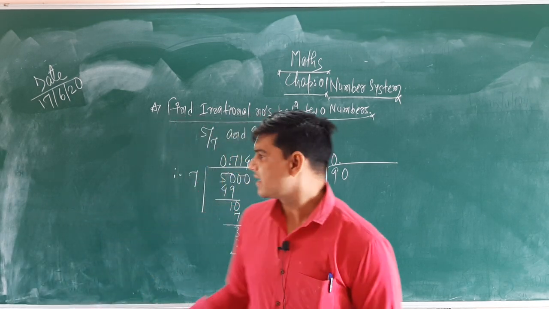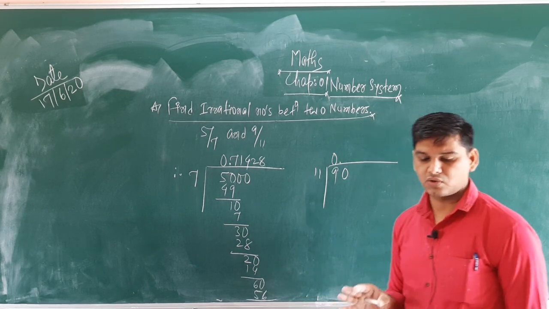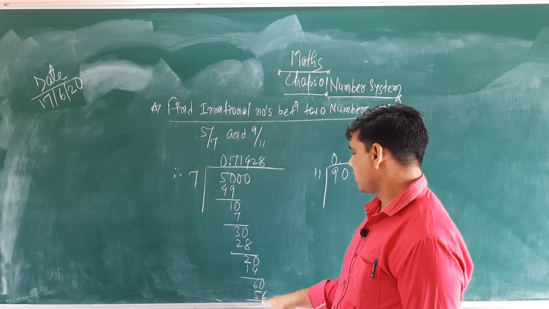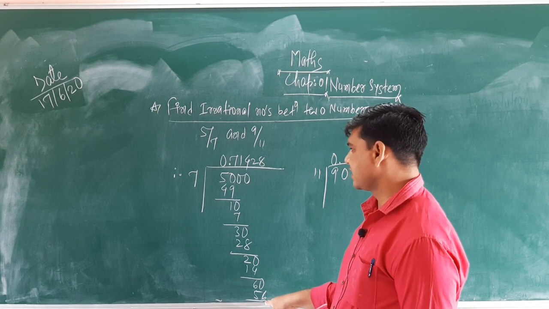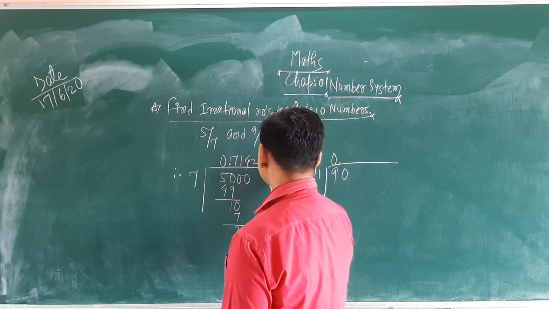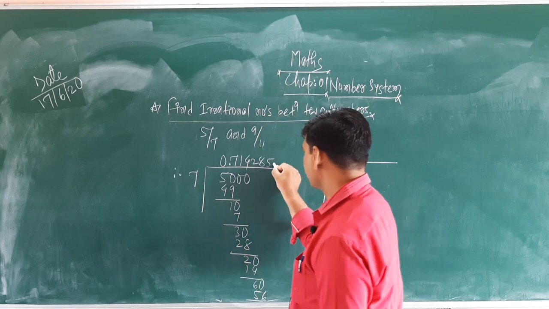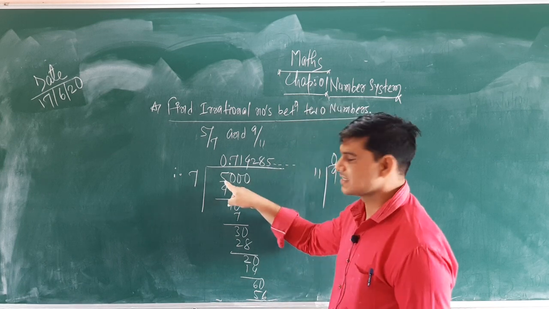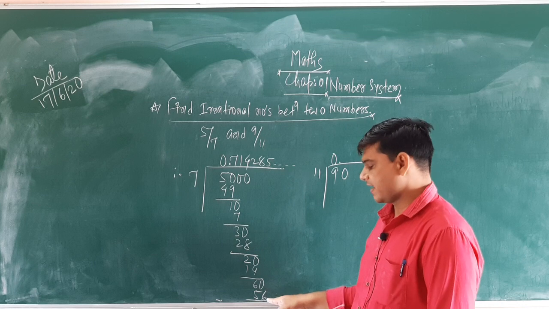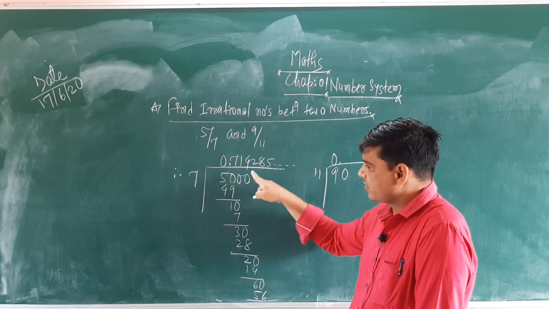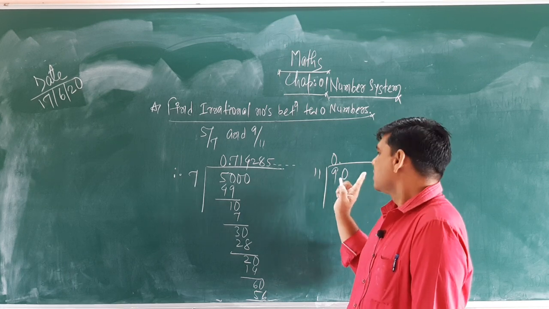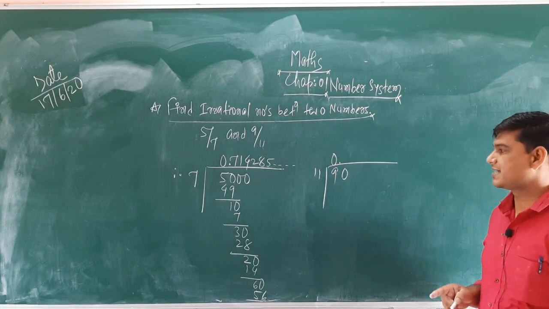Okay, 0.71428, let me move here, 56. 60, 7 eights are 56, 4 is remaining, so 4, 7 fives are 35, then 4 is remaining. The same procedure repeats: 7 fives are 35, then remaining is 5, then we move into the same process. So 0.714285, moving ahead. Now the same procedure here, we use 90.